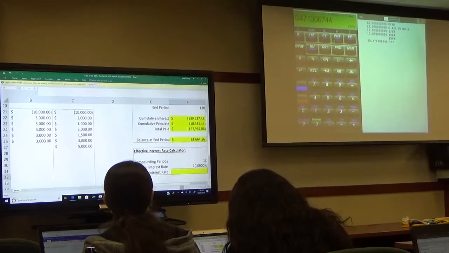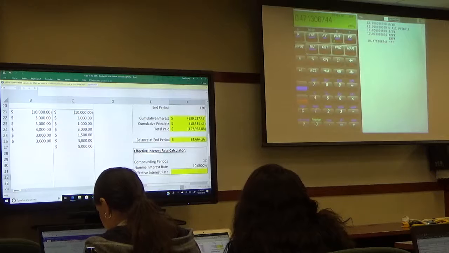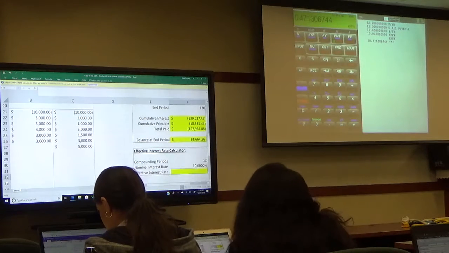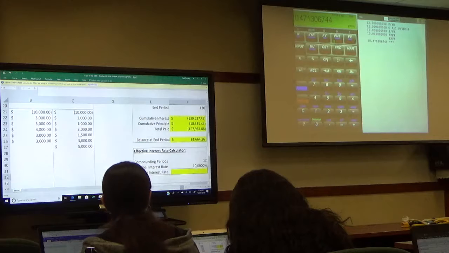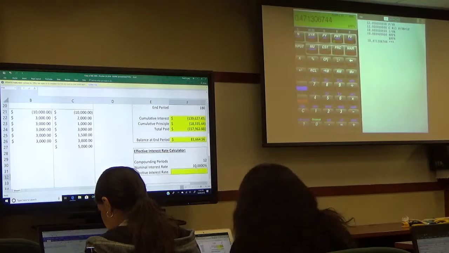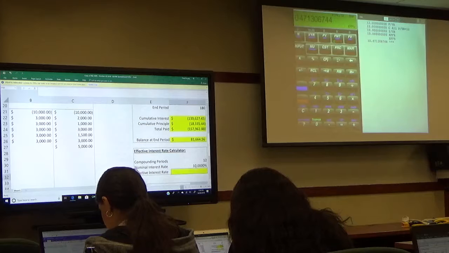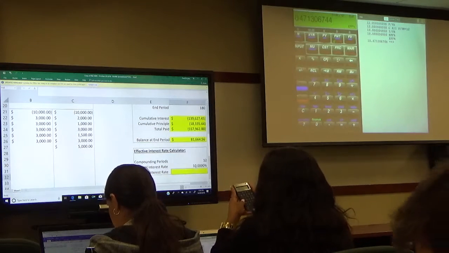Okay? Isn't APR effective? Yeah, for the most part, yeah. Truth in lending. All right, so you get the 10.47, so we know that is the answer on the calculator.